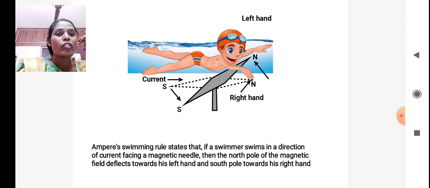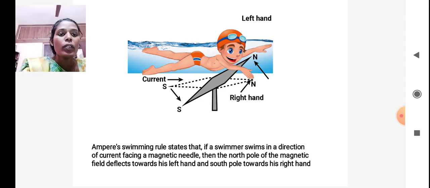Please imagine a swimmer swimming in a pool or a lake, with the magnetic needle just below the swimmer. The north pole of the needle deflects towards the left hand and the south pole deflects towards the right hand, if the swimmer swims in the direction of current facing the magnetic needle. So this gives a relation between the current and the magnetic field.